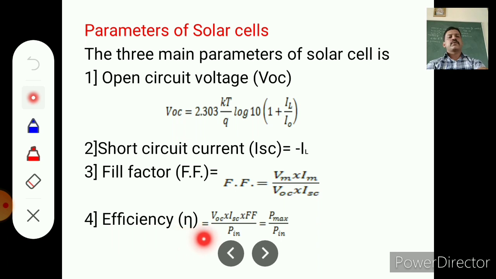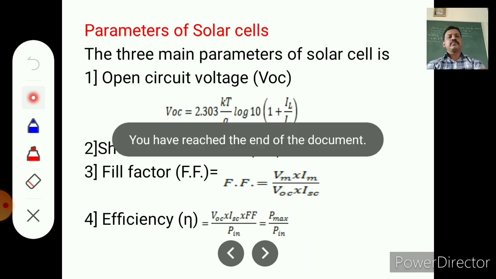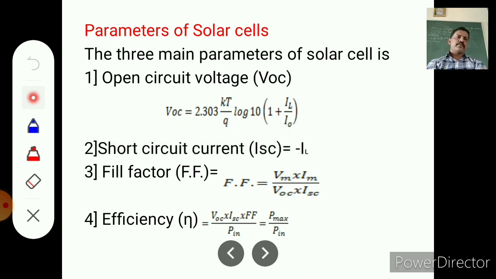Efficiency is equal to P max upon P in. P max is the maximum power, P in is the input power. It is nothing but VOC into ISC into FF upon P in. So in this way, with the help of a solar cell, we can find out its fill factor, efficiency, and similarly the open circuit voltage VOC and the short circuit current ISC.